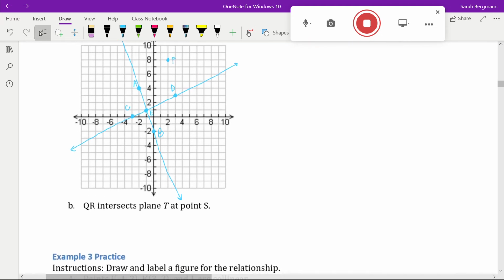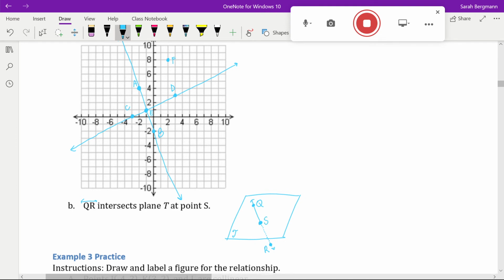Next, we have QR intersects plane T at point S. So the first thing I draw is plane T. Label it in the corner. Next, we have QR. This is a line. So line QR. We want to make sure it goes through the plane because it's intersecting the plane. So we draw the rest of the line dotted because it's technically on the other side of the plane. You wouldn't be able to see it. So we need to make sure we put points Q and R somewhere on that line. It doesn't matter where you put them. However, the point where it's intersecting plane T must be called point S.